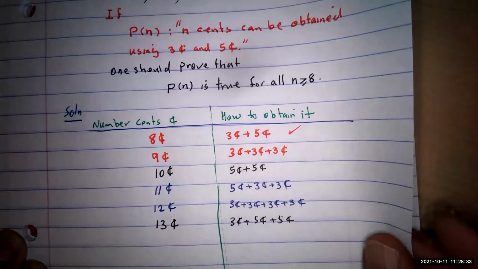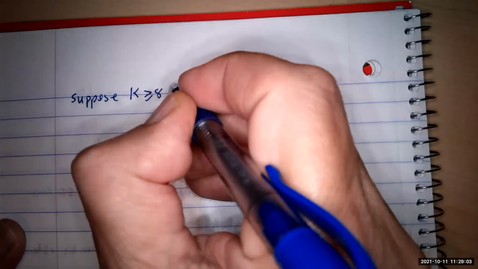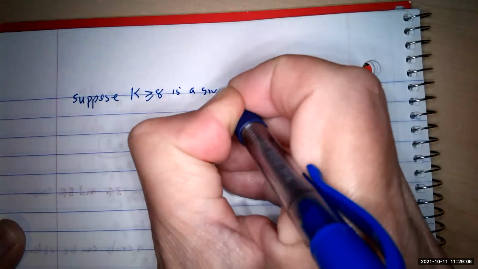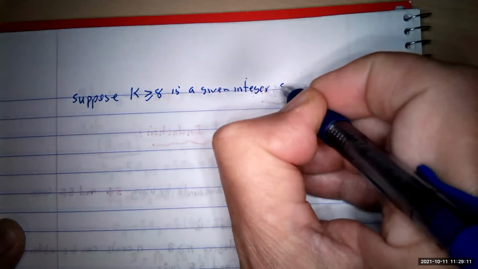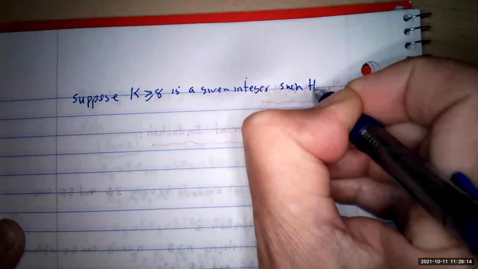So we can check to see what we did so far. What we did so far means you just give me any amount, I can do it, because as we go on, we can do it. So at this level, we are going to suppose that. We fix it. We say, suppose the number k is greater than or equal to 8, an integer, a given integer, such that P(k) is true.